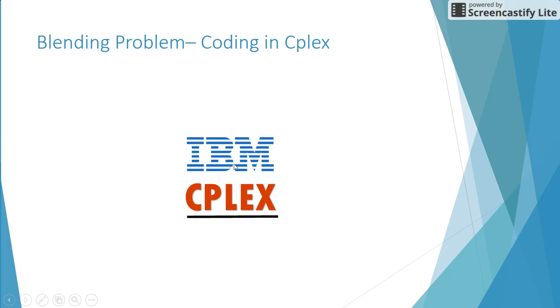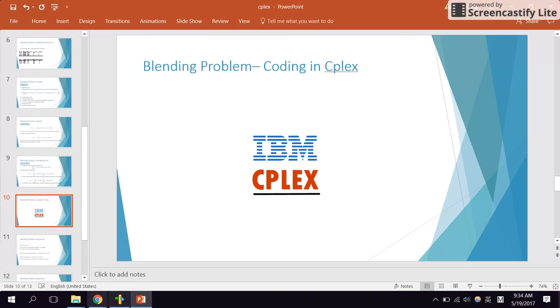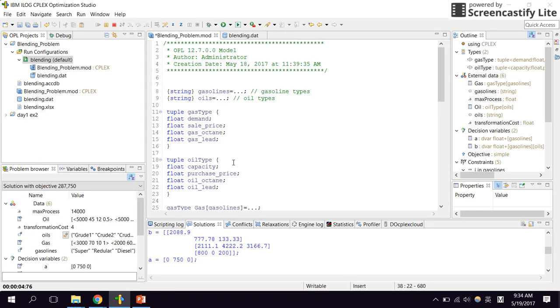Next is the coding part in CPLEX. I have written all the code here. First, you should define the strings of gasoline types and oil types. As I mentioned before, here are the tuples for gasoline and oil. Here are demand, sale price, gas octane, and gas lead in the gasoline table, and the capacity, purchase price, oil octane, and oil lead in the crude oil table.